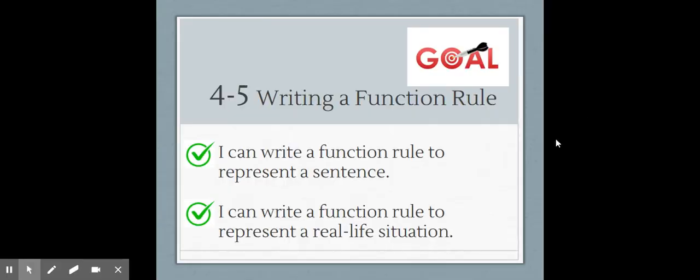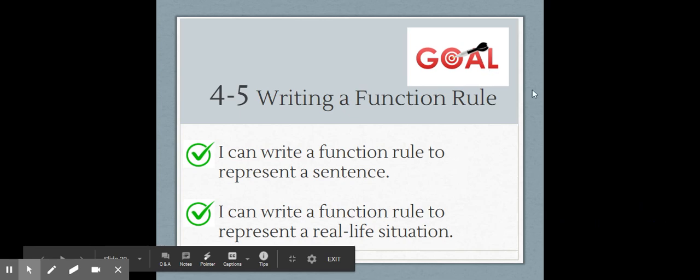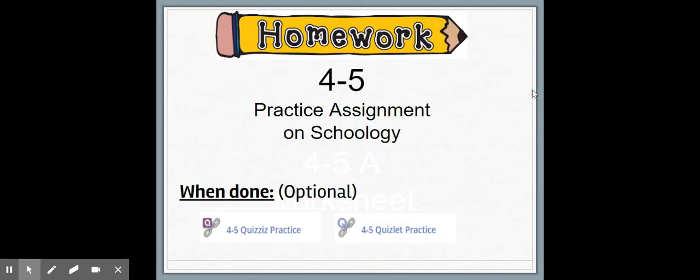All right. So now let's kind of go back to our goals. We want to be able to write a function rule for a sentence and write a function rule for a real life situation. I'm hoping that you feel like you could do both of those things. Okay, so now your practice is going to be the lesson 4 or 5 practice assignment on Schoology, and there's a couple optional activities that are kind of fun that you can try, a quizzes and a Quizlet, and then you can take a screenshot of whichever one or both that you decide to do and email it to me so I can see that you went above and beyond and did some extra practice.